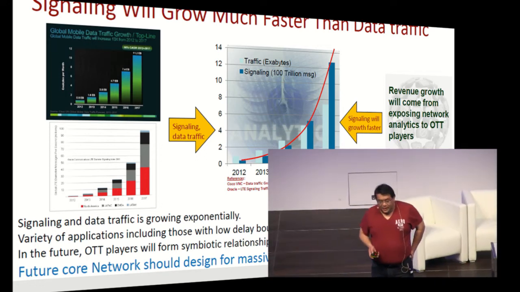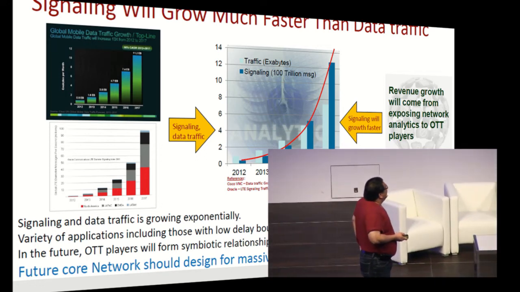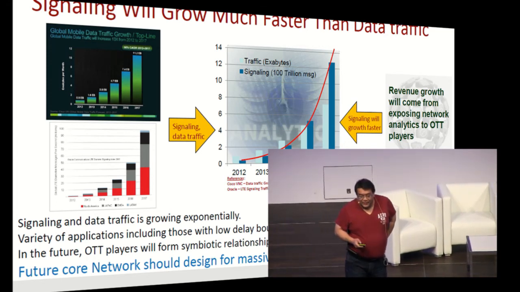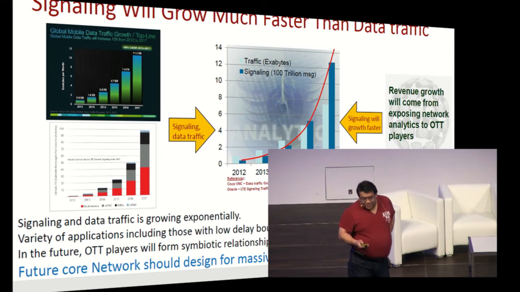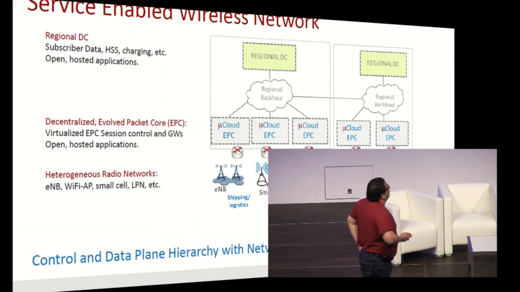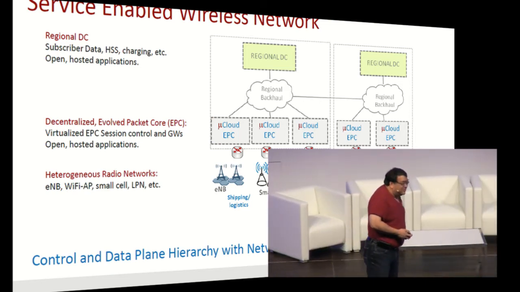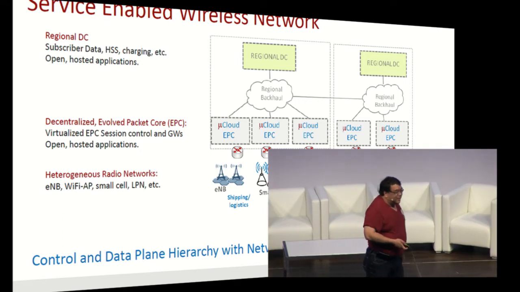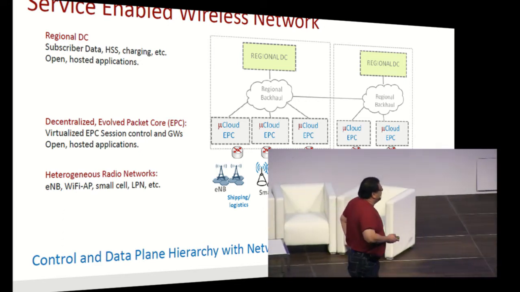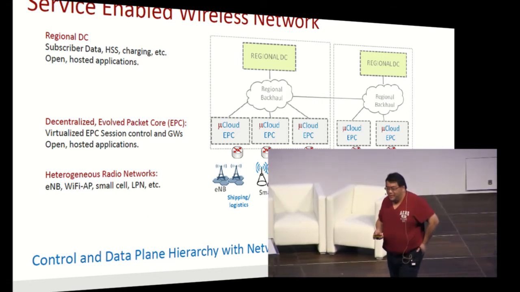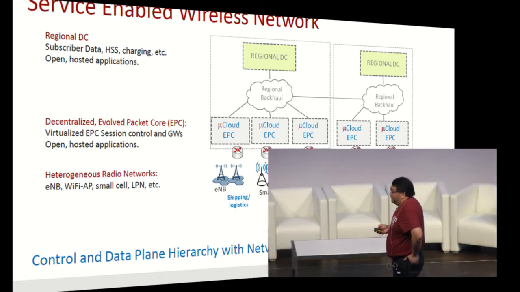So what does that mean? That means my future core network must be designed for massive signaling, low latency, and data demands. So if you accept all that, then what we need is a service-enabled network. That's to bring the top line up, and it needs to be able to support massive amount of data and massive amount of signaling. And I will tell you, the current EPC is not scalable today.